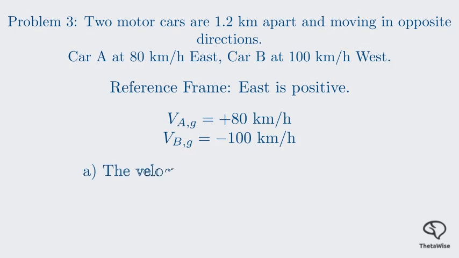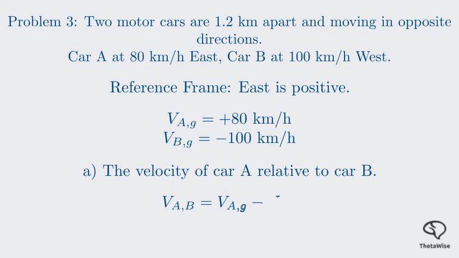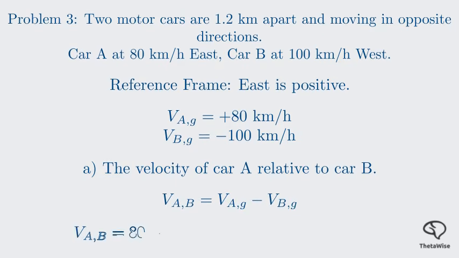Part A asks for the velocity of car A relative to car B. The formula is v of ab equals v of ag minus v of bg. Substituting the values, we get 80 minus -100, which simplifies to 80 plus 100, giving us 180 kilometers per hour. This means that if a passenger in car B were to look out the window, car A would appear to be rushing towards them at 180 kilometers per hour.